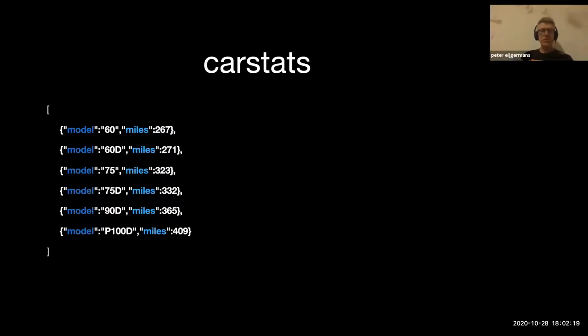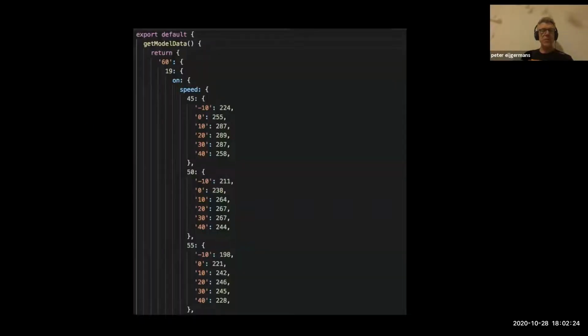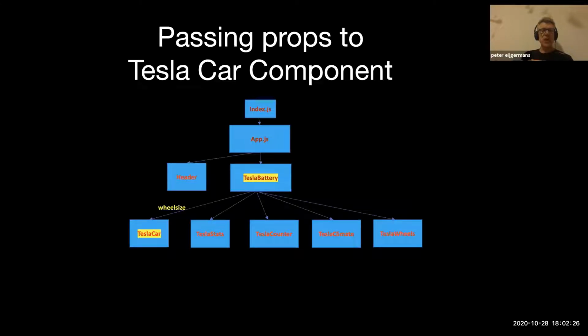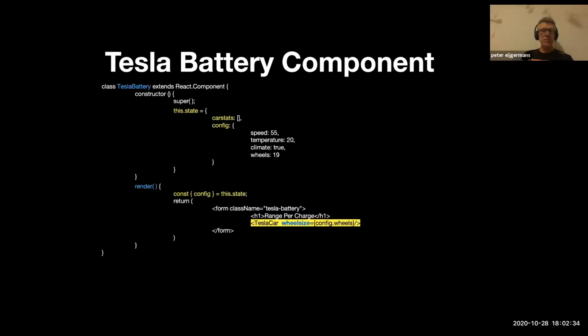This is what the car stats can return. This is also what you know. The Tesla Car component. How do we pass properties to the Tesla Car component? We do this in this way. You see the yellow box in the render return. You see the Tesla Car. I pass a wheel size to the Tesla Car component. I do that via config.wheels.